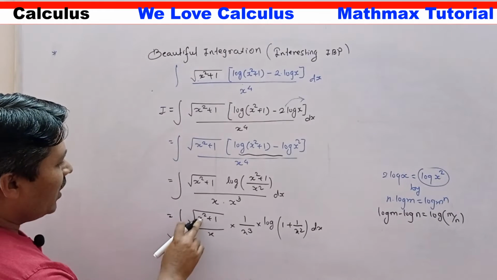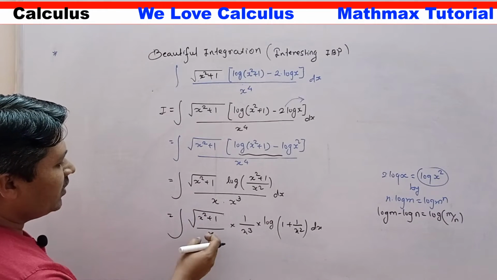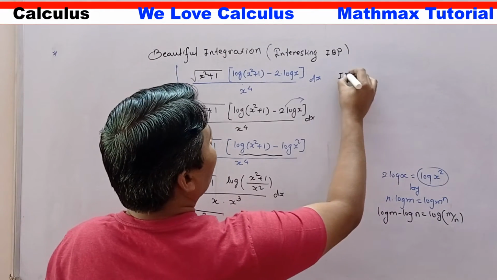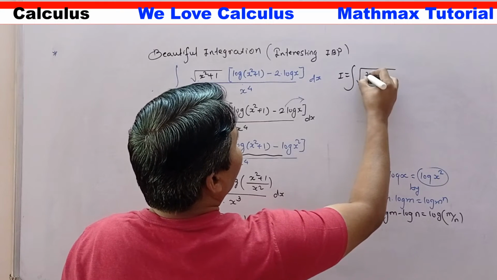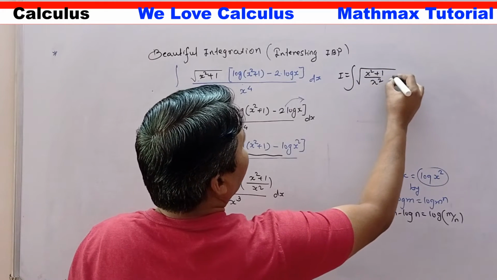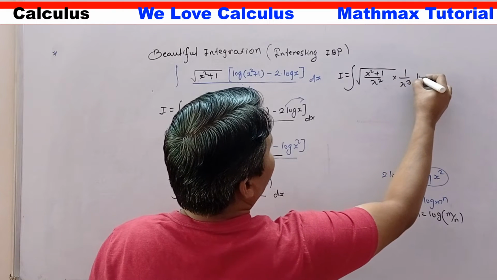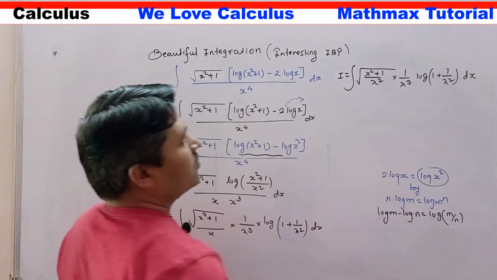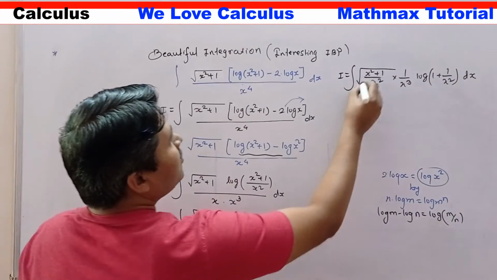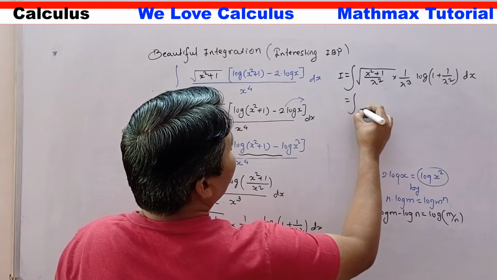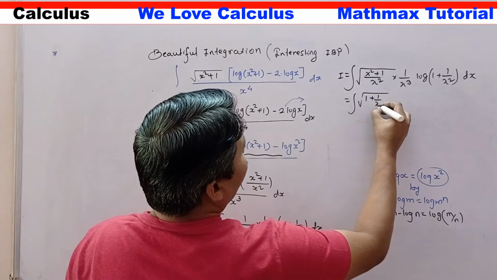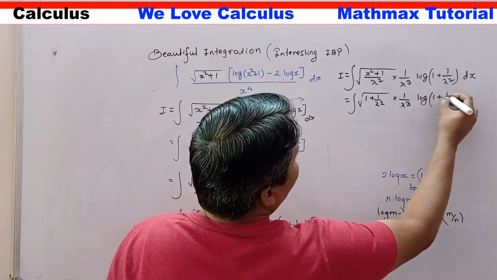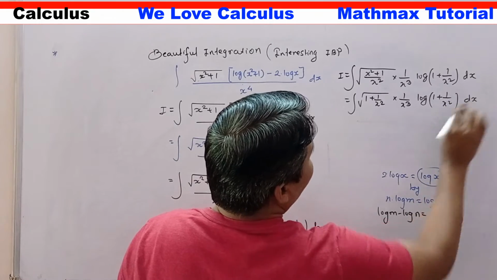Now we observe that root of (x square plus 1) divided by x, taking the x inside the root, gives x square. Therefore I equals the integration of root of (1 plus 1 upon x square) into 1 upon x cube into log of (1 plus 1 upon x square), dx.